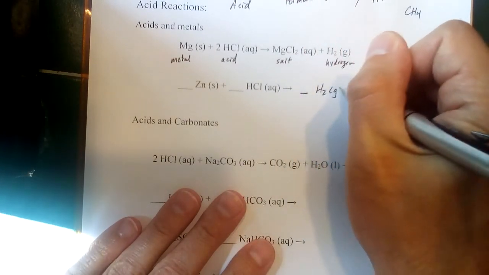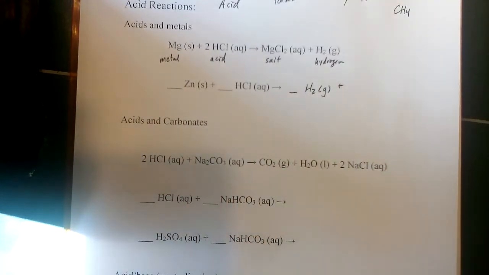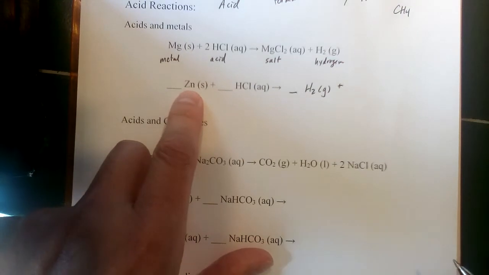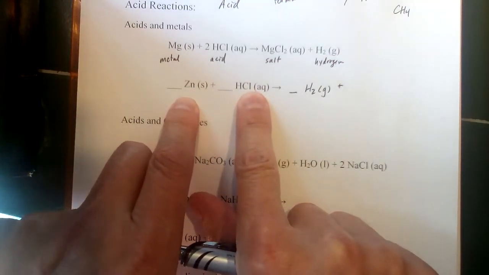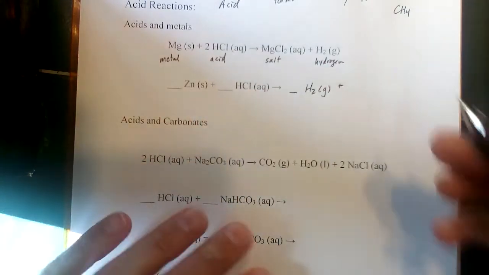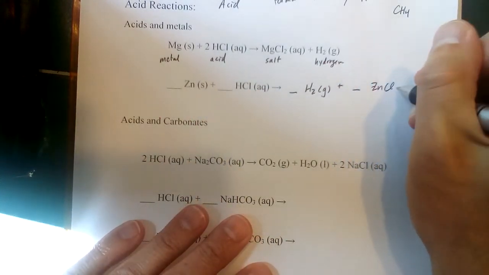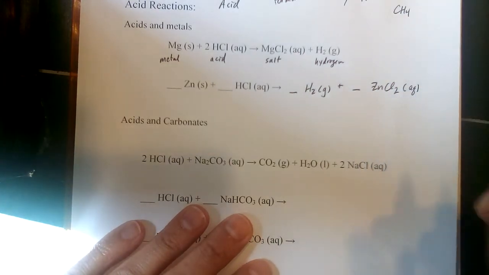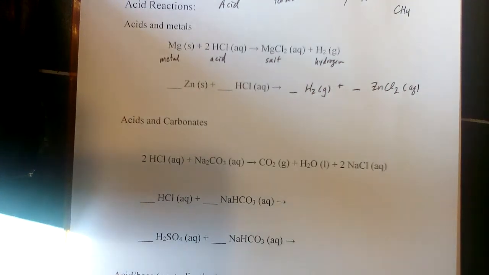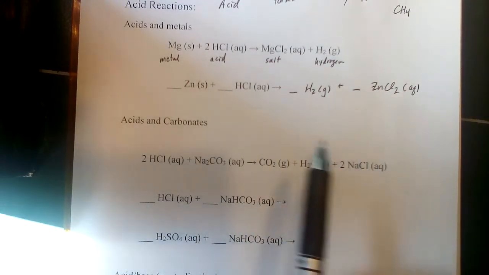It doesn't matter what order you put the products in, but H2 gas is going to be one product. The other product is going to be the salt. Now, zinc can make a salt with chloride, since zinc always has a +2 charge when it's in an ionic compound. That product would be ZnCl2, right? And that's a chloride salt and not one of the exceptions, so that would be aqueous as a product.